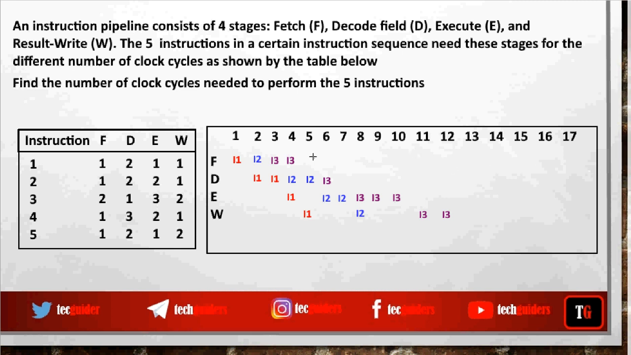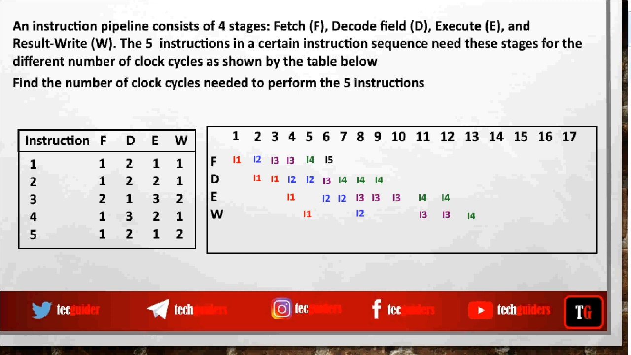I4 fetch starts at the 5th clock cycle. It's fetched for 1 cycle and then it moves to the decode stage. When the decode unit becomes free, it will be there for 3 cycles. Then it moves to the execute stage, where it will be for 2 cycles, and writes back for 1 cycle.